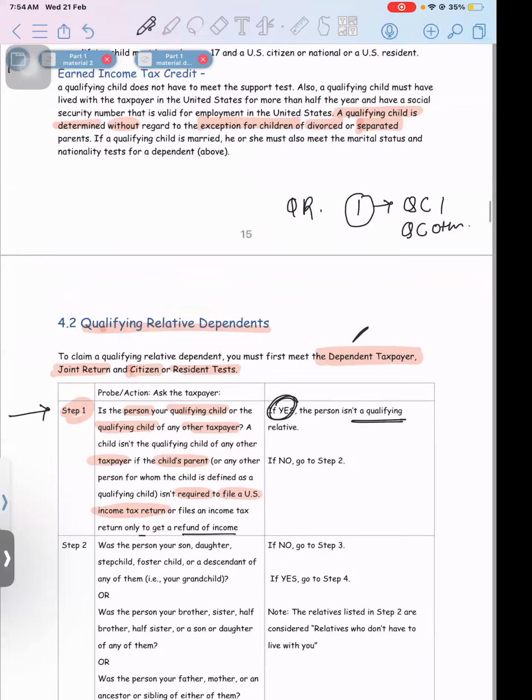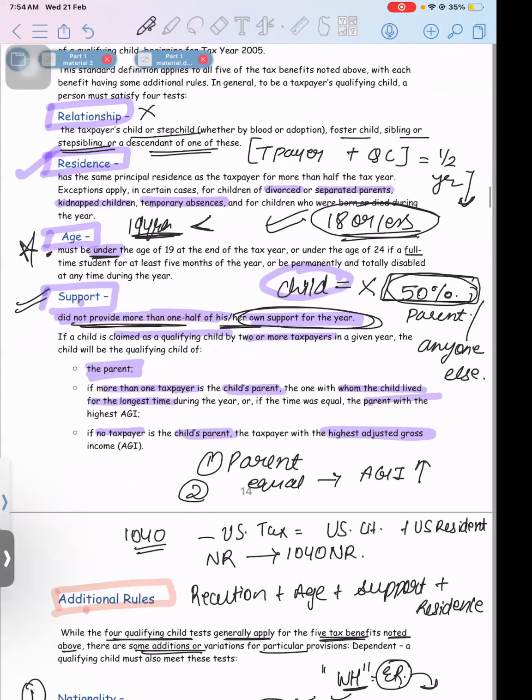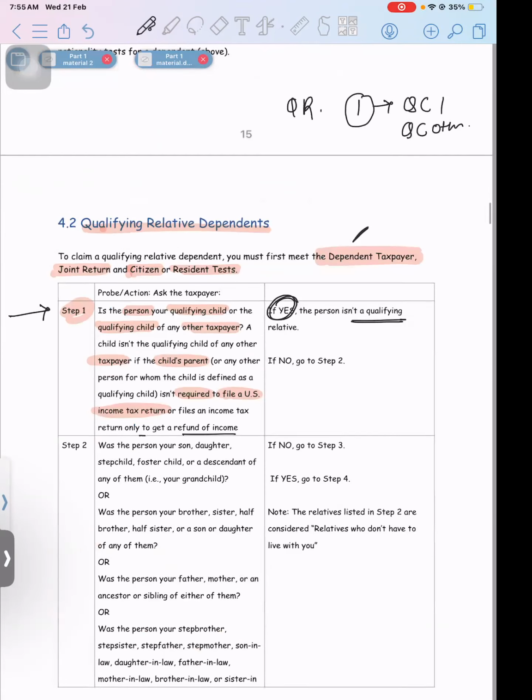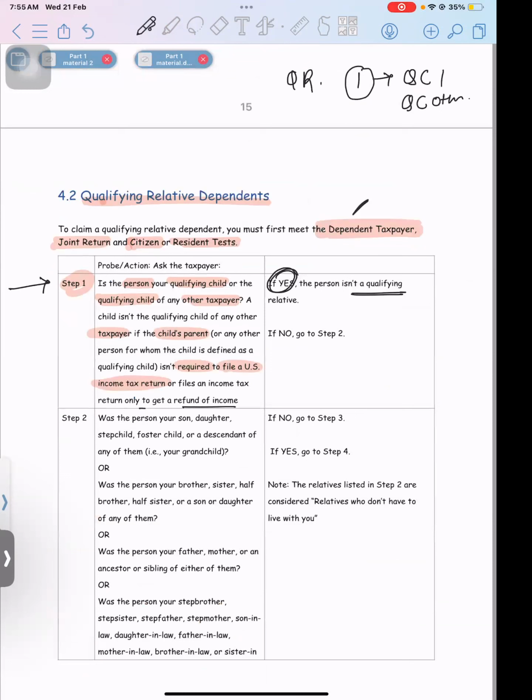Okay, let's say the person, what was the condition? One condition was the residency test. The person should be living with the taxpayer for more than half of the year. If a person is not living with the taxpayer for more than half of the year, then he will not be called a qualifying child.